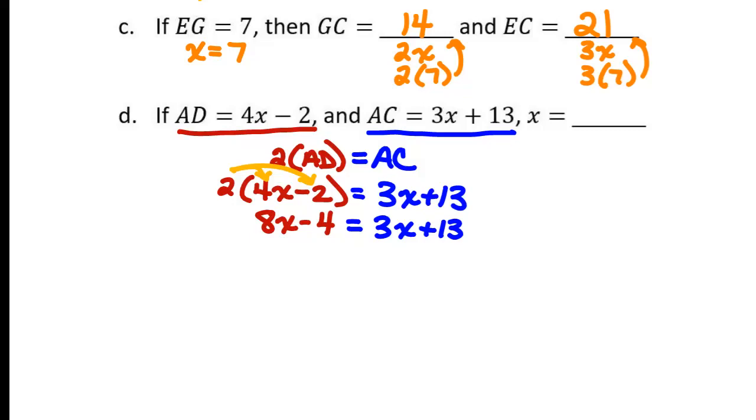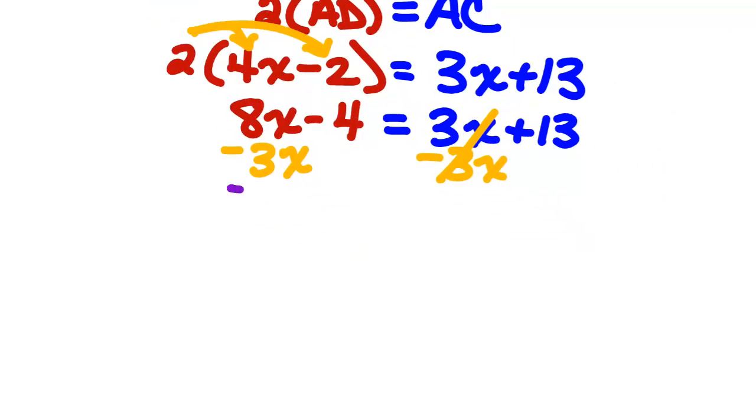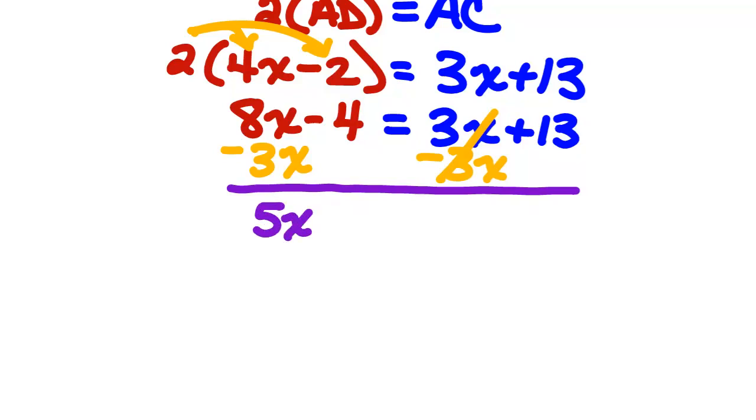I want to solve this for x. Are the x's on the same side? No, let's get them there then. I'm going to subtract 3x from both sides. What is 8x minus 3x? 5x. So 5x minus 4 equals 13.